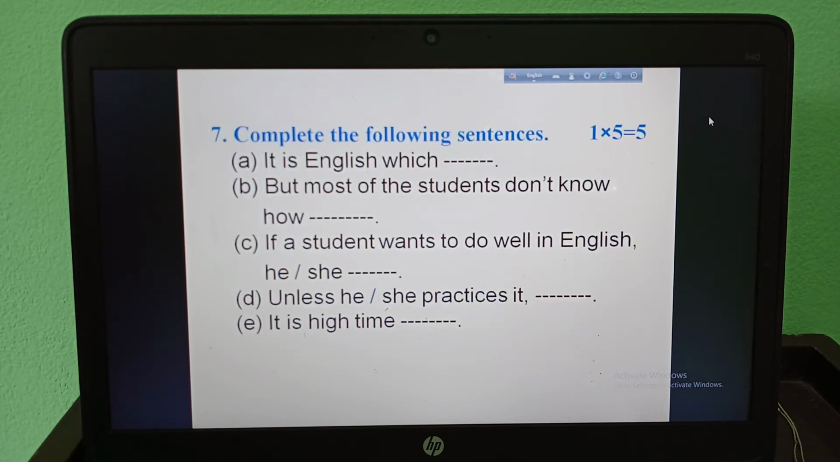Learners, question number 7. 5 statements have been given here and you have to complete the incomplete parts. 5 statements with incomplete parts will be provided with you, and you have to complete these questions. And to complete these questions, you need a good command of tense, right forms of verbs, voice change, and so many chapters of grammar. And this question will carry 5 marks.